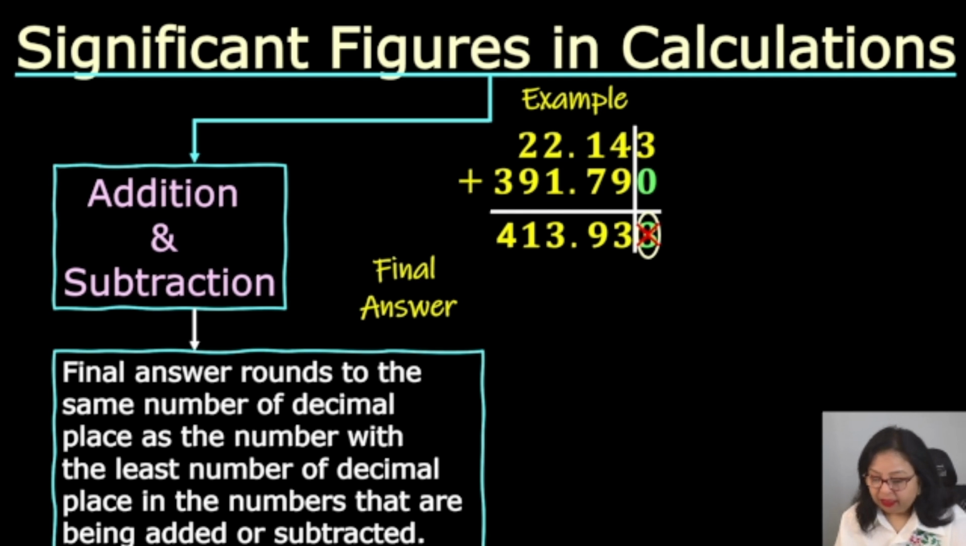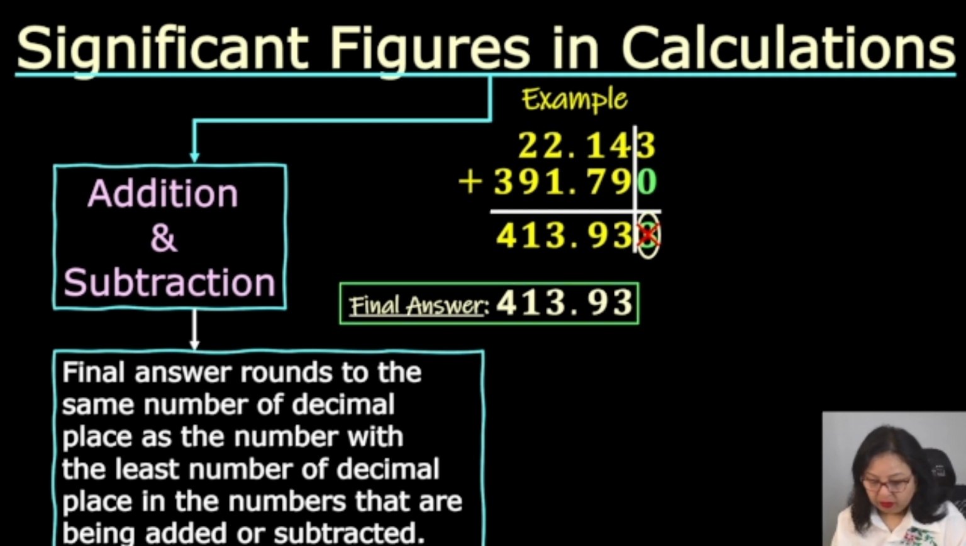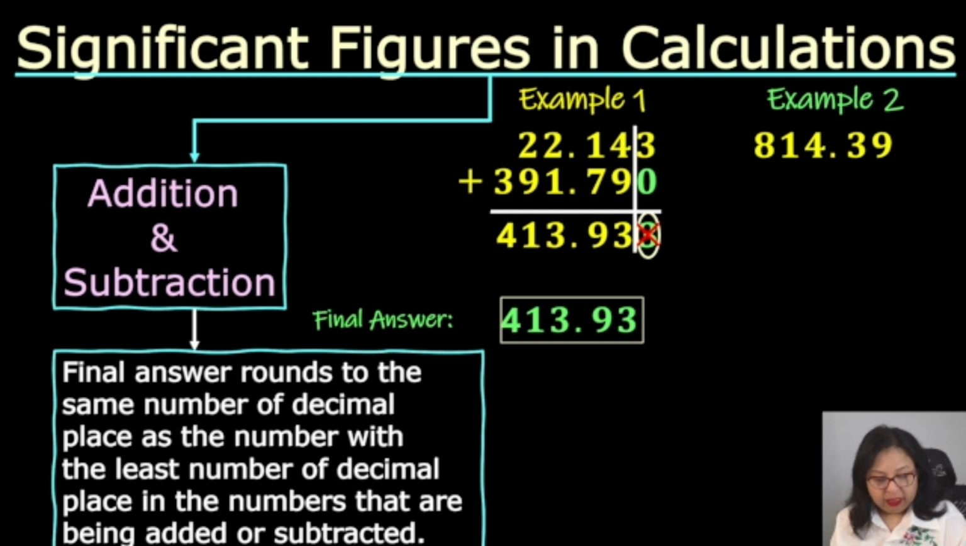So we see that the last digit, the third digit, is 3, which is less than 5. Therefore, the second digit after the decimal remains itself. So the answer is 413.93. It was fairly easy. Let's look at example number 2.